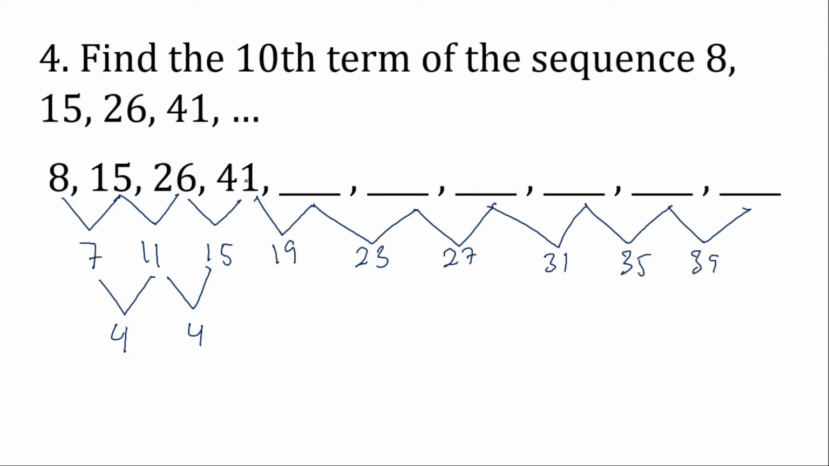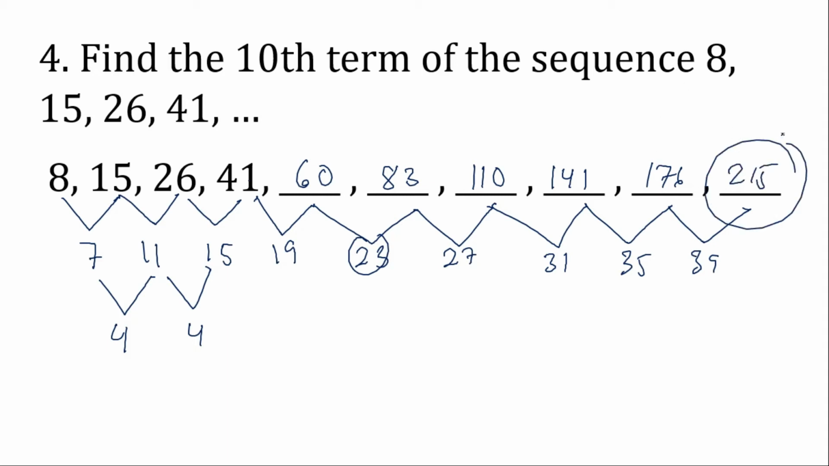Now let's see. 41 plus 19, so that is 60. 60 plus 23, so that is 83. 83 plus 27, that is 110. 110 plus 31, that is 141. 141 plus 35, that is 176. Then 176 plus 39, that is 215. So this is our 10th term.